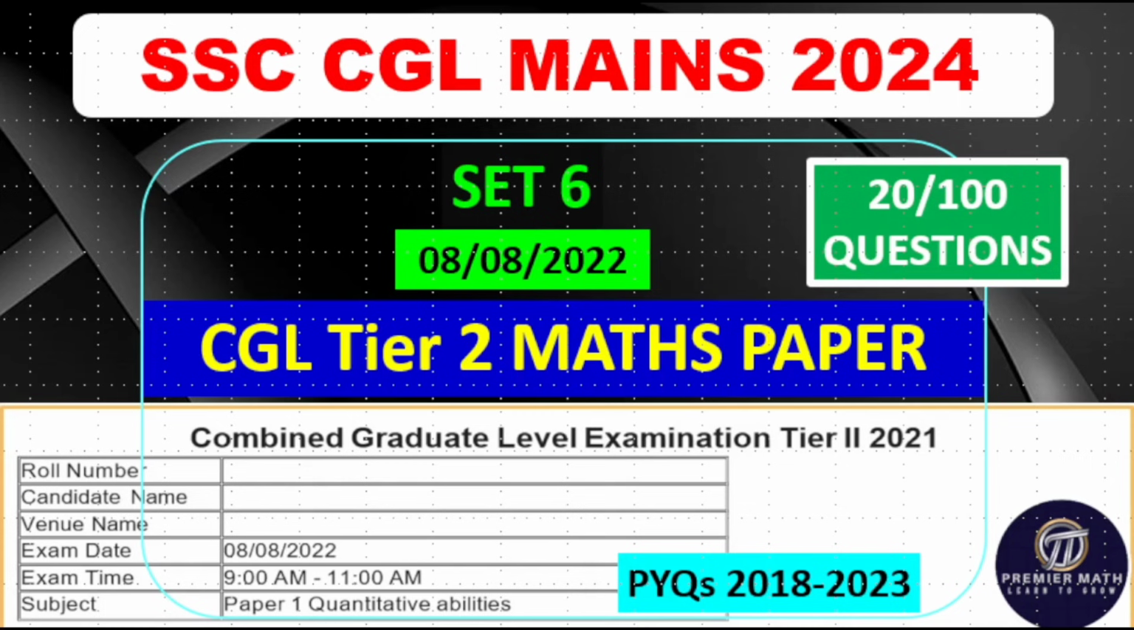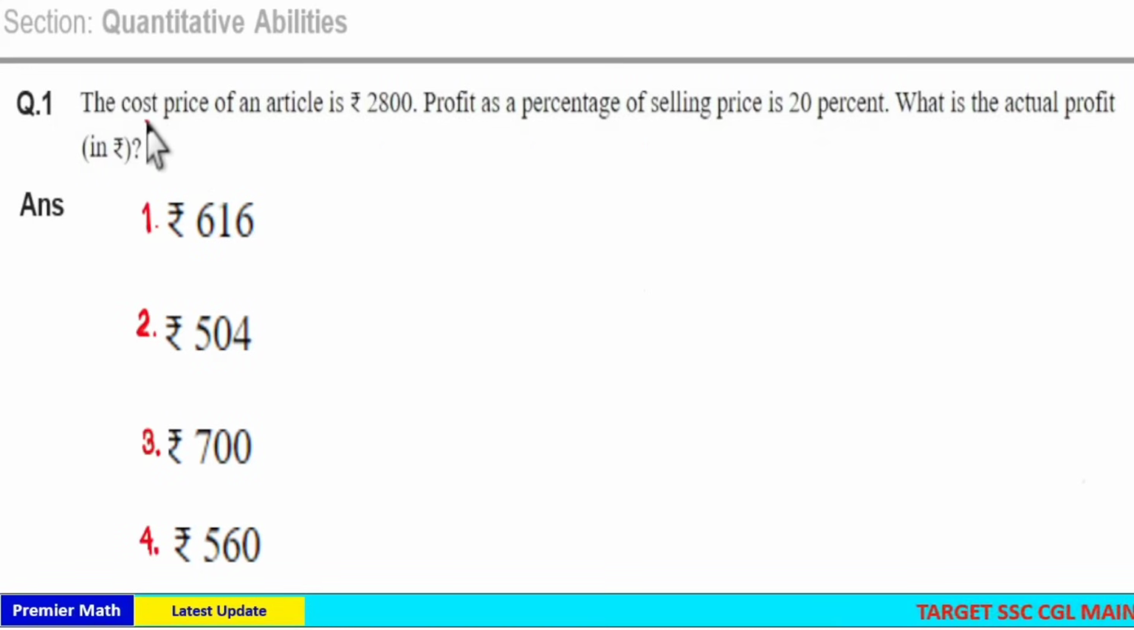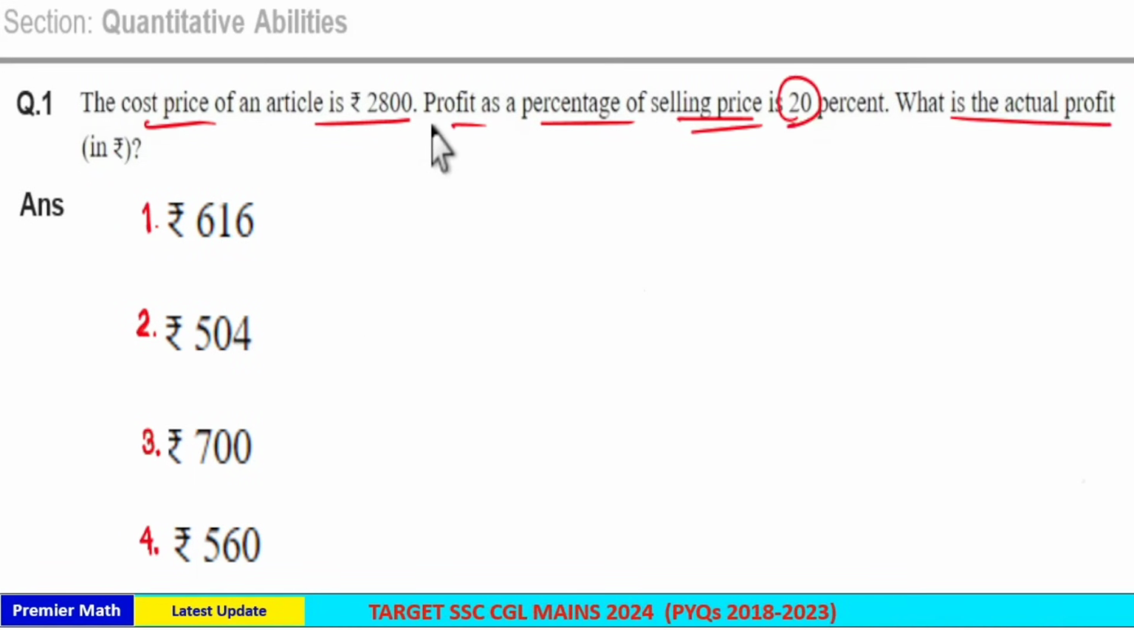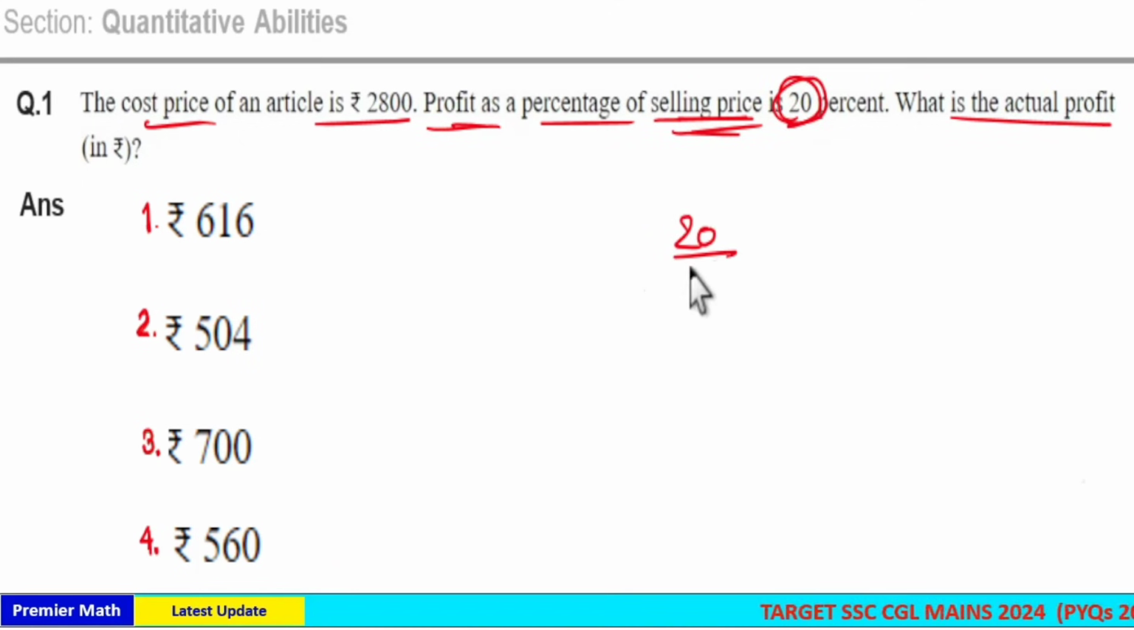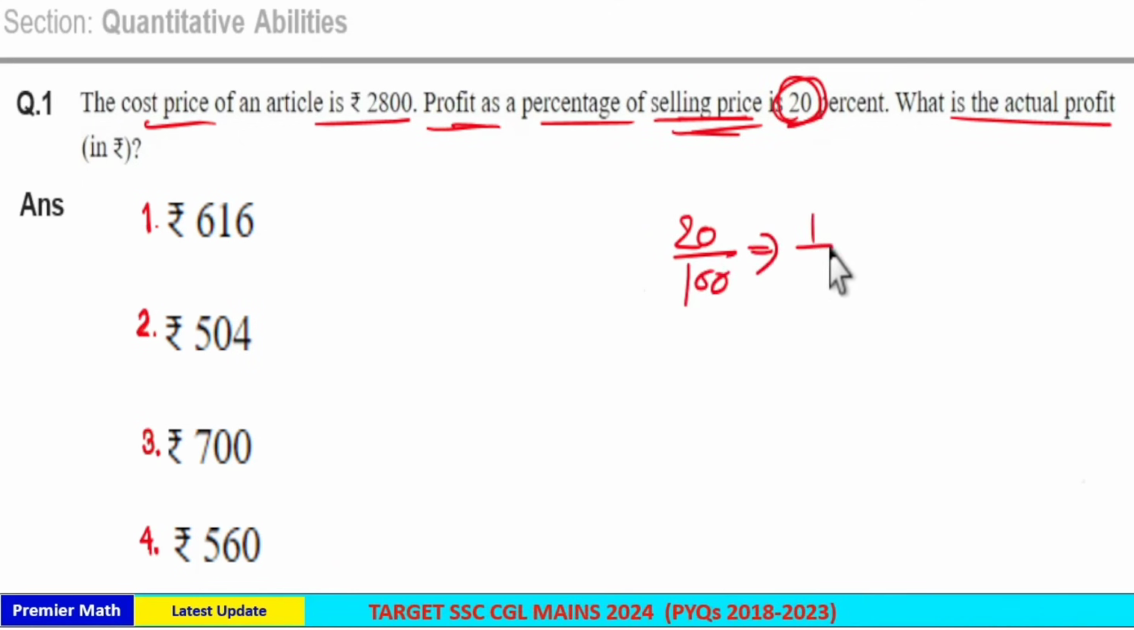Our first question is: the cost price of an article is 2800. Profit as percentage of selling price is 20%. What is the actual profit in rupees? Here, profit is 20% of selling price. 20% means 20 by 100. That is 1 by 5th of the selling price.